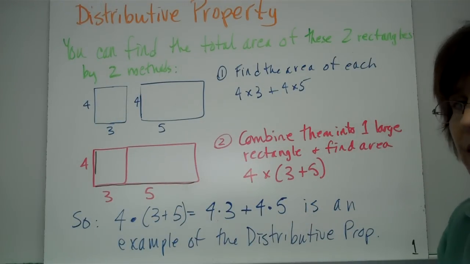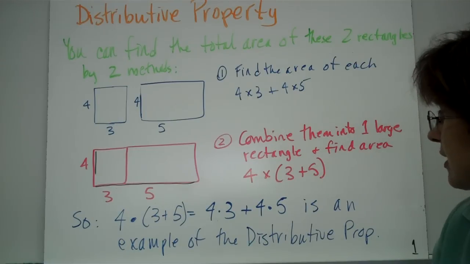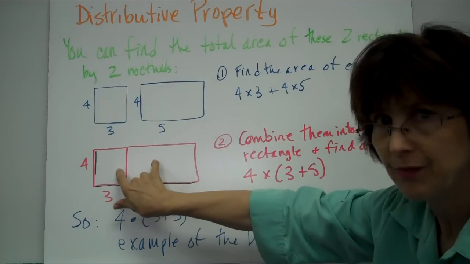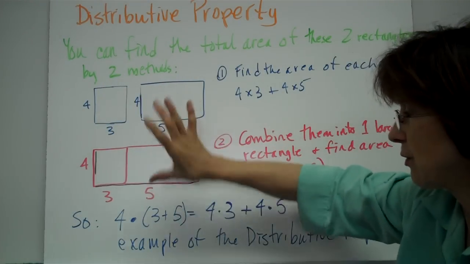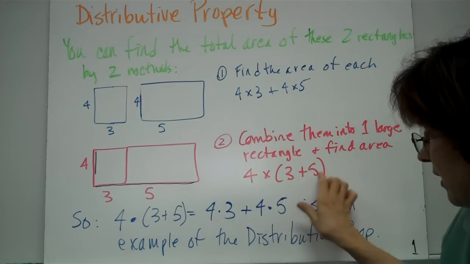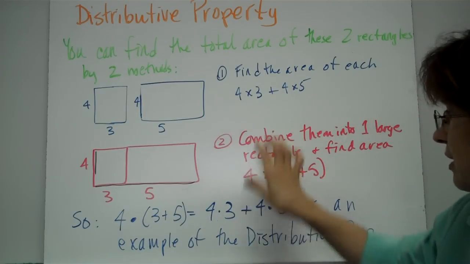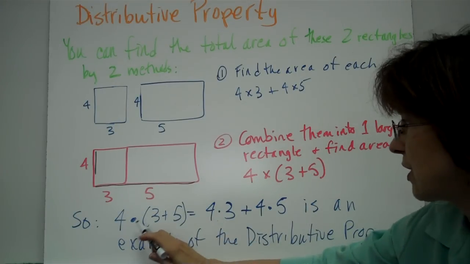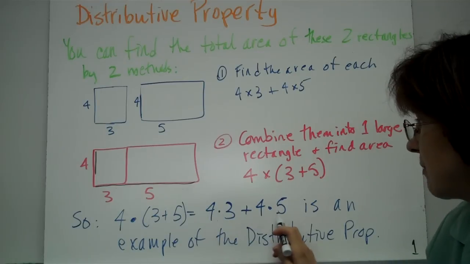This would be an example of the distributive property, because the areas would both have to be the same number, because they're both just the exact same thing: this rectangle plus that rectangle. So they have to be equal. The way we express it here has to equal the way we expressed it there, and that's an example of the distributive property. We did 4 times the 3 plus 4 times the 5.